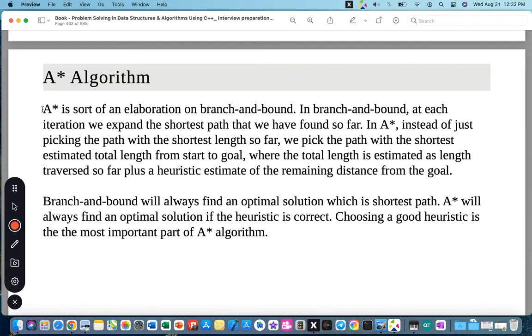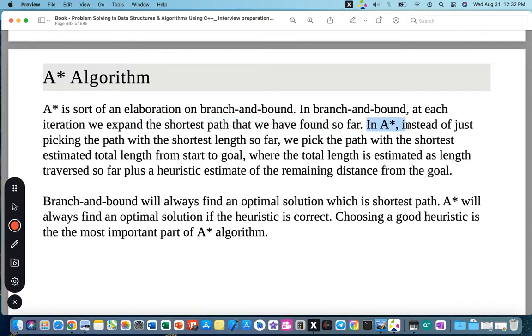A-star algorithm. A-star is a sort of an elaboration on branch and bound. So it's related to the previous topic, branch and bound. All right. In branch and bound, at each iteration, we expand the shortest path that we have found so far.